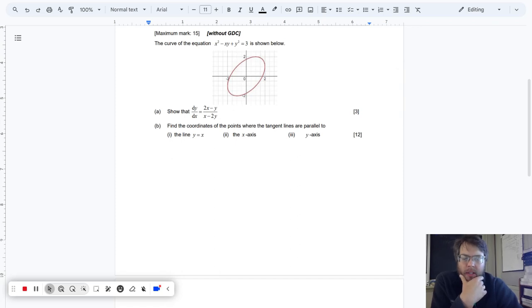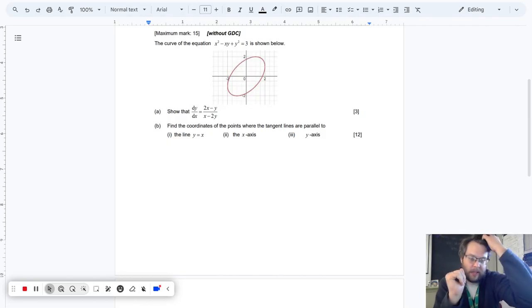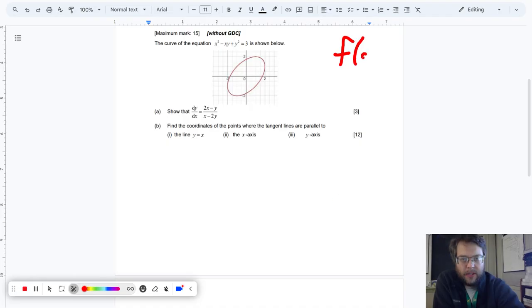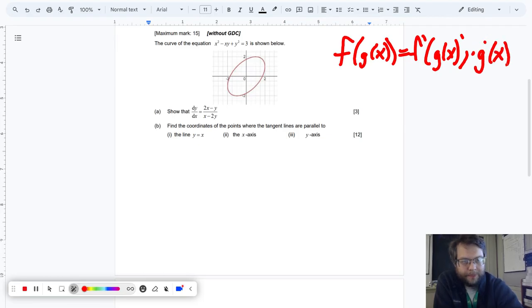All right, hello everybody. Working on implicit differentiation. In other words, how do we take a derivative when your x's and y's are all mixed up in the problem? I'm going to remind you all of our good friend the chain rule. The chain rule says that if you've got a function inside of another function, you do the derivative of the outside function with the exact same inside, and then you multiply by the derivative of the inside function. So that's the chain rule.